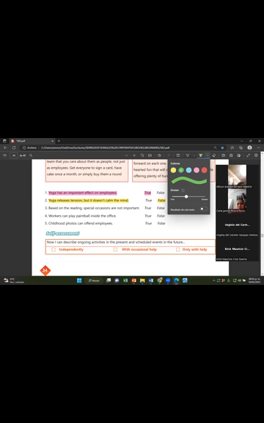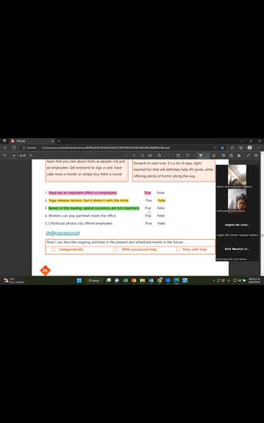Allison, can you read number three, please? Basing on the reading, special occasions are not important. True or false? False. What do you think, people? Yes. That's false. It's false. Okay.